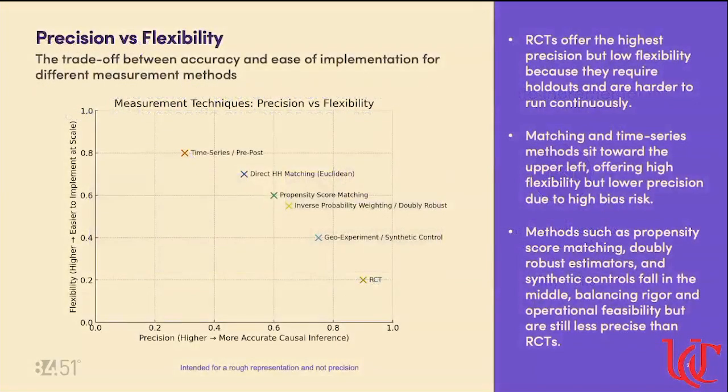So this is just a summary. This visualization is not meant for any precision, just a rough representation. If you look at the x-axis here, as you go farther to the right, you go higher on the precision scale, and then the y-axis is, the higher up you go, the more flexibility it adds in terms of scaling it to more people and making sure your customer experience isn't impacted. So if you look at where RCTs sit, they're on the far bottom right, as we would expect them to be.